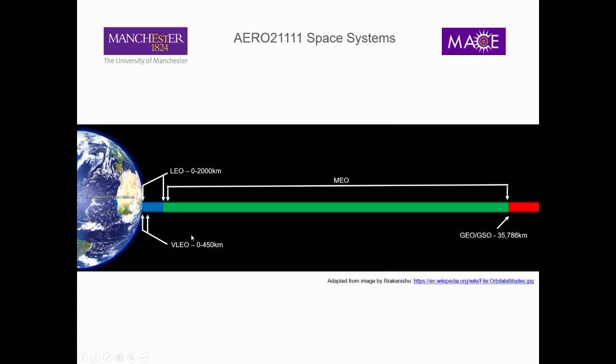I've put this in here, which is very low Earth orbit, which we say is up to about 450 or 500 kilometers. The reason I put that in is that the University of Manchester has a particular expertise in very low Earth orbit, so you might come across it in some of the stuff that you hear from other lecturers throughout the course. But that's basically where the atmosphere is really dense, so we have to really think about how we design our satellites to operate in that regime.